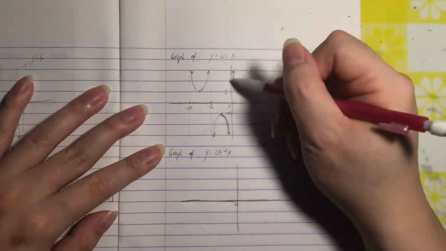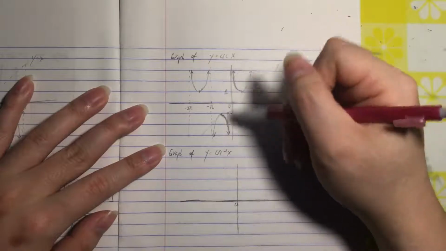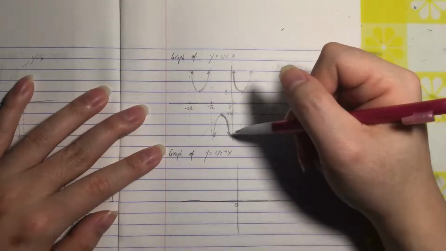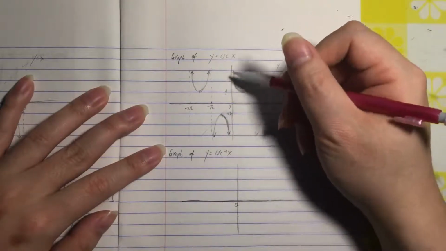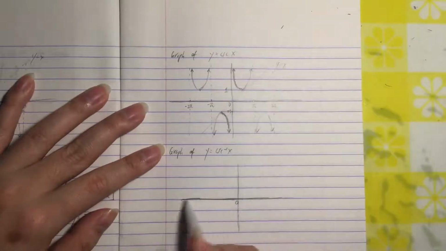Based on these two pieces, we can see that there's a vertical asymptote at x equal to 0. If I change the x and y coordinates, the vertical asymptote becomes a horizontal asymptote. So we have a horizontal asymptote at 0.